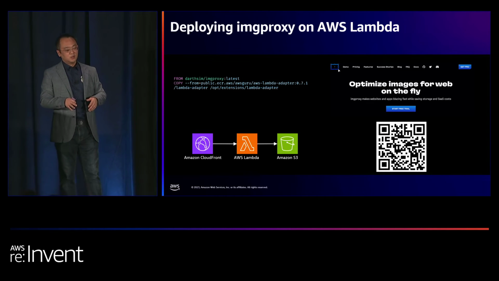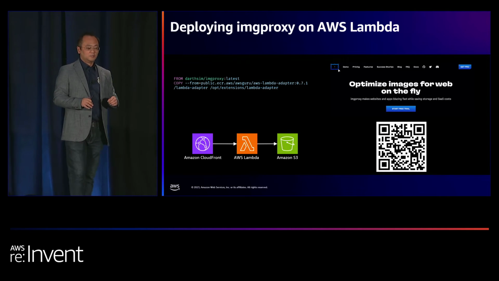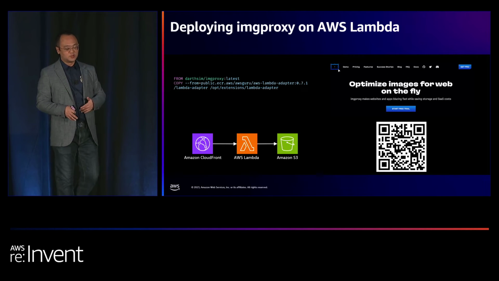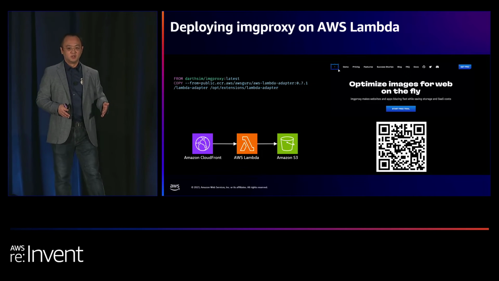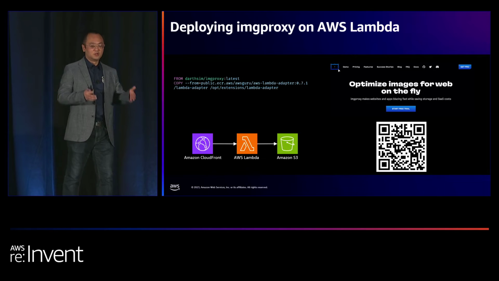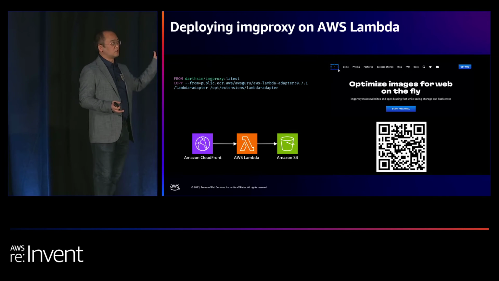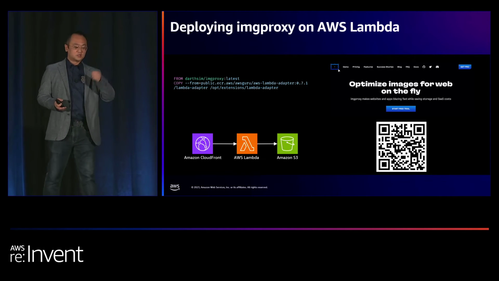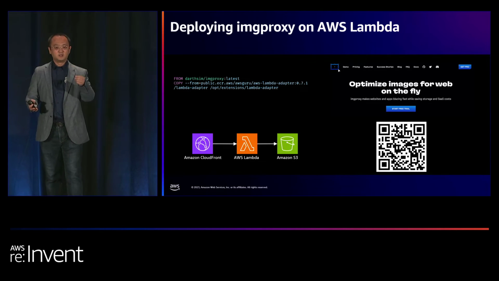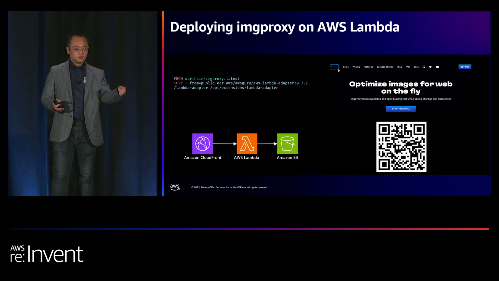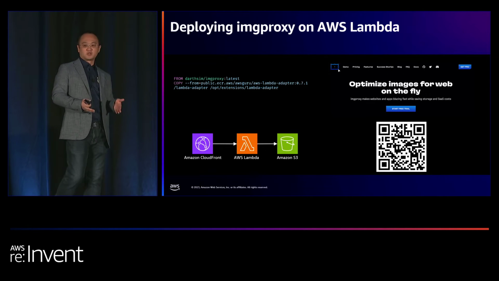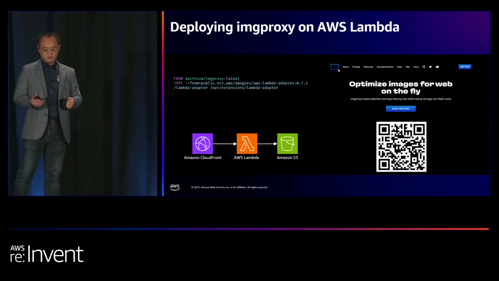This year, somebody made it happen, actually without any effort from the IMG proxy maintainers. It only takes 2 lines to build a Docker file, then deploy to Lambda. As you can see, this Docker file is very simple. You just take the IMG proxy base Docker image and add the web adapter to it. Then build the Docker image, deploy to Lambda, and you got your serverless IMG proxy server.